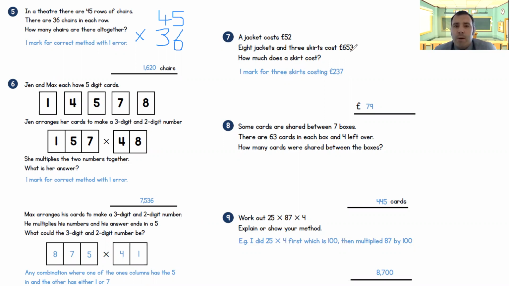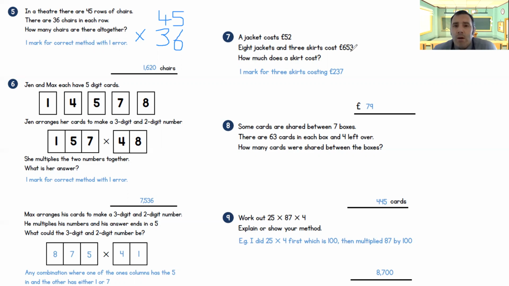And we do that by multiplying 8 and 52. So 52 times 8 gives us the cost of the jackets. We subtract that from 653. That gives us 237. If you got that far, well done, you get 1 mark.